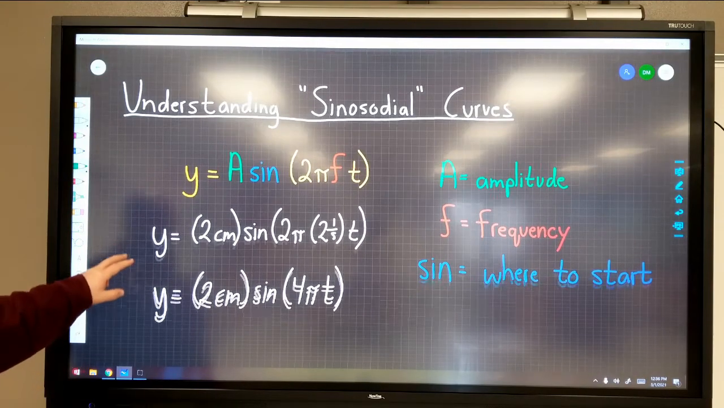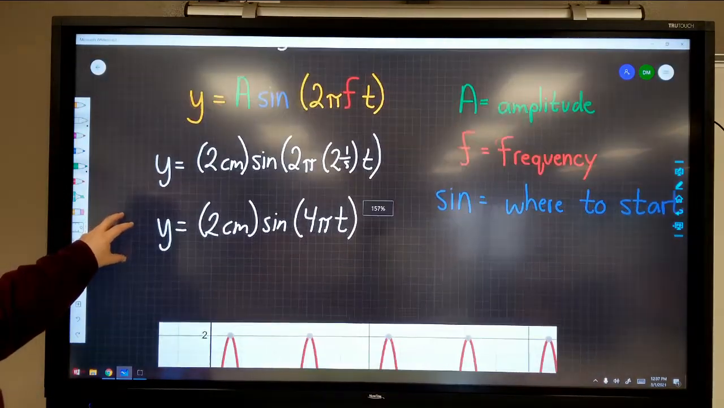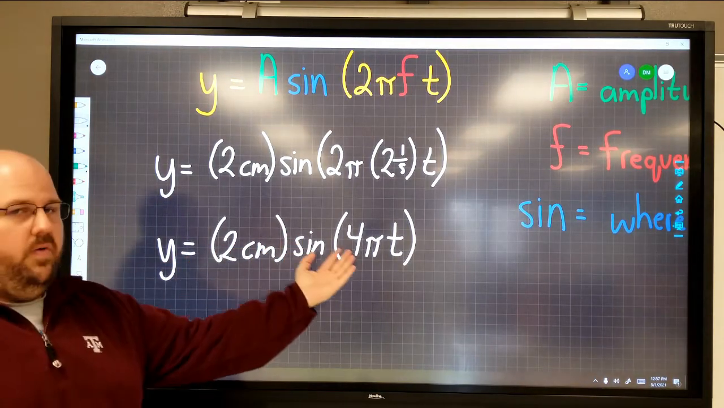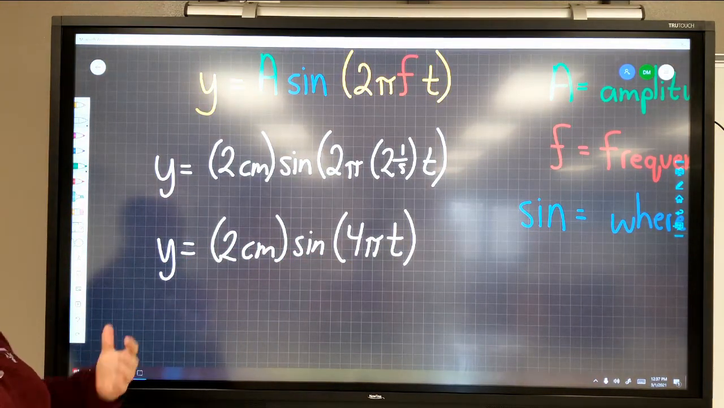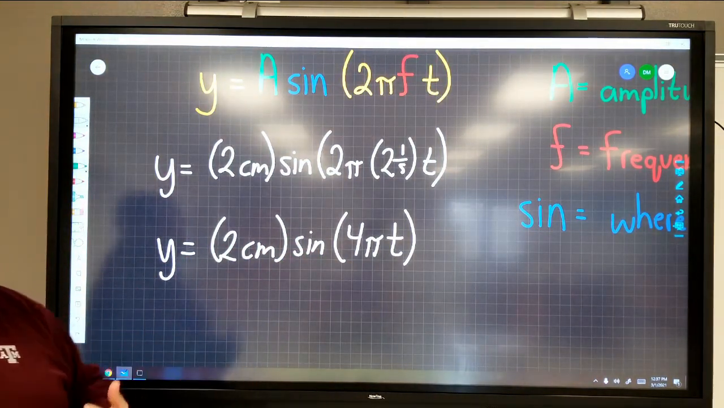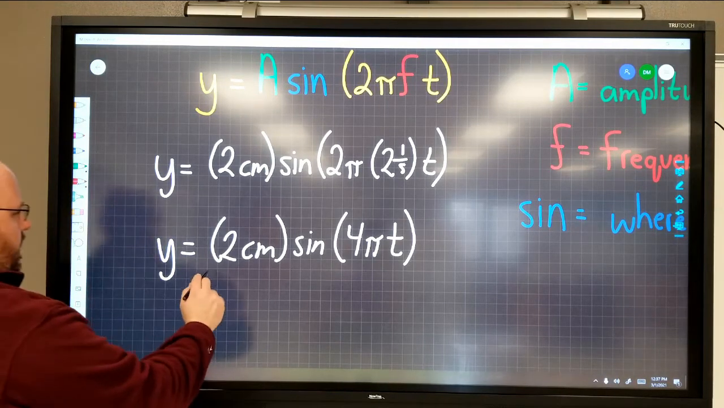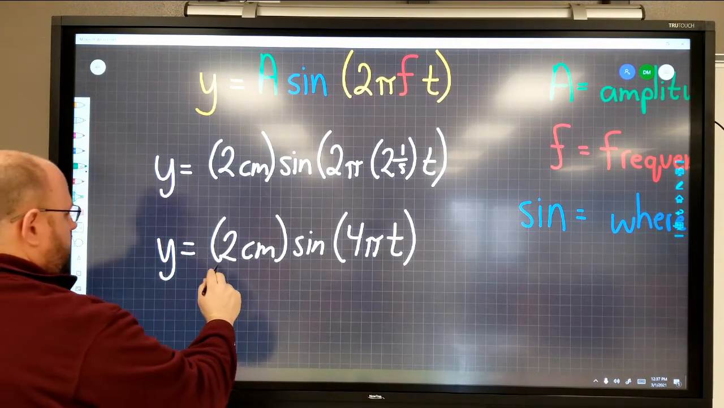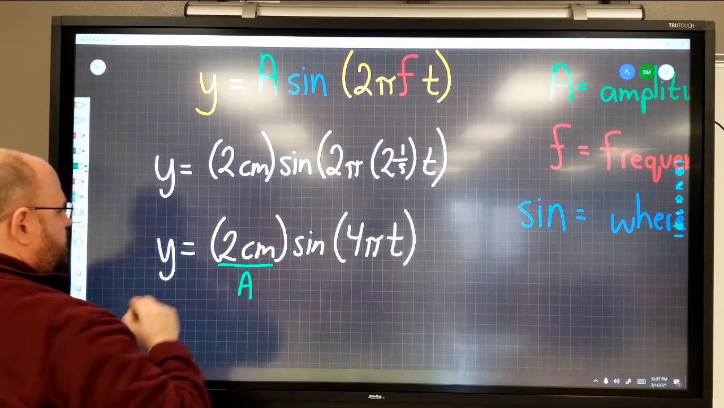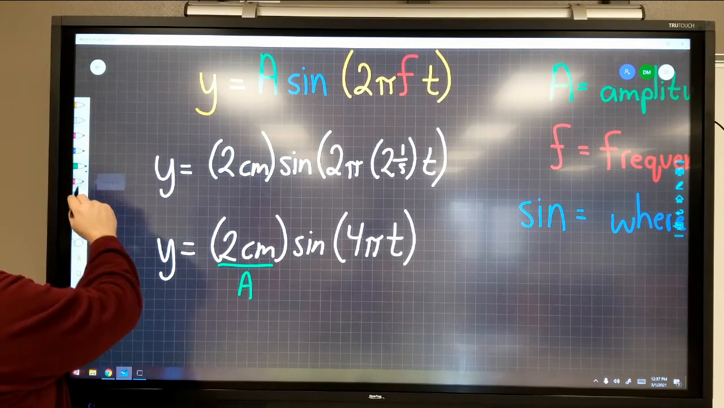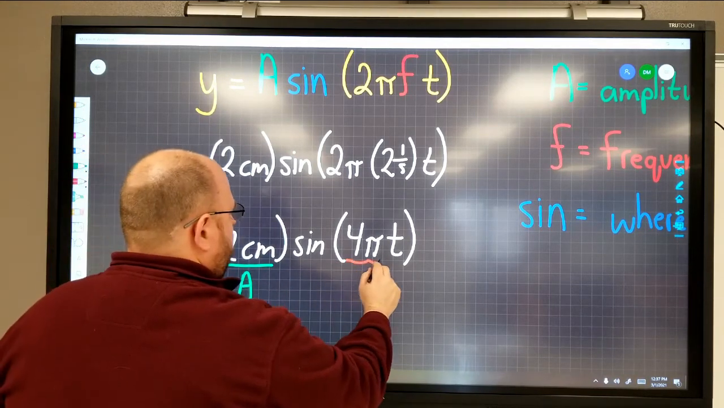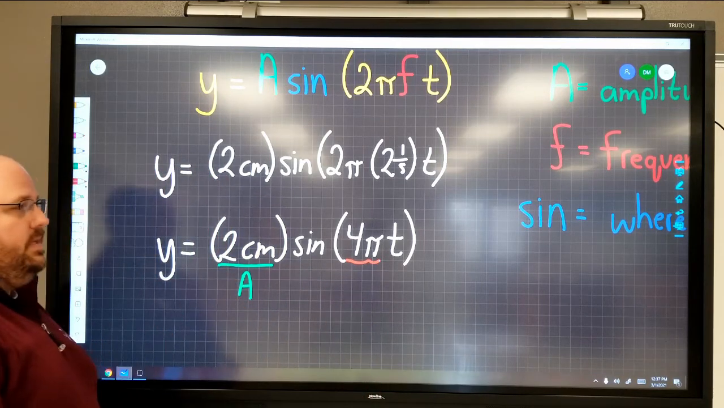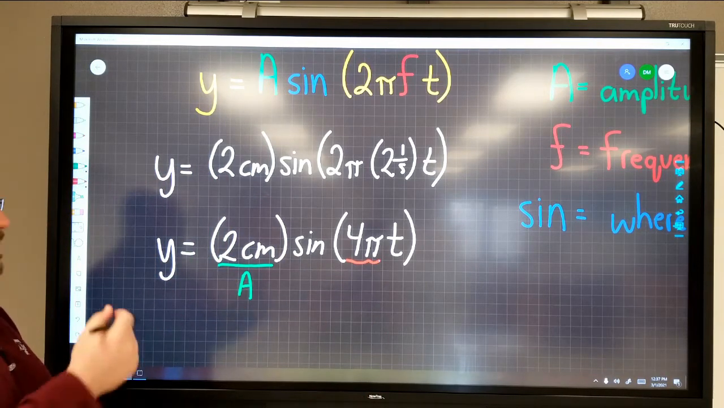And so your equation would end up looking like this. And so if you see an equation and you're asked to figure out the amplitude and the frequency from the equation, well, the amplitude is easy. That's just that part there. The frequency, look at this number inside the parentheses, and remember that you have to take out the 2 pi.